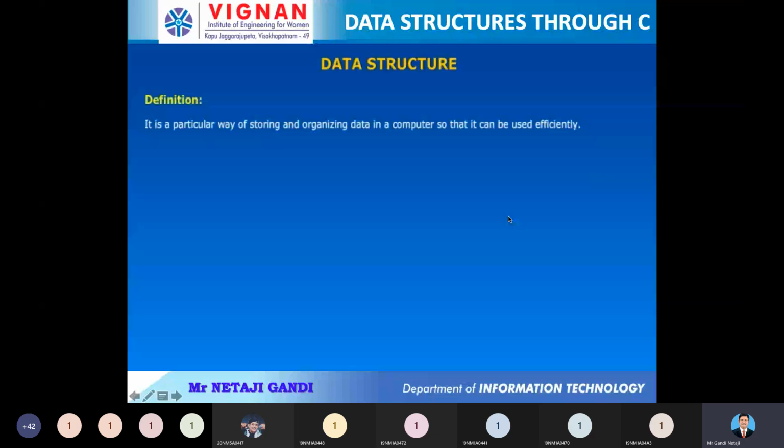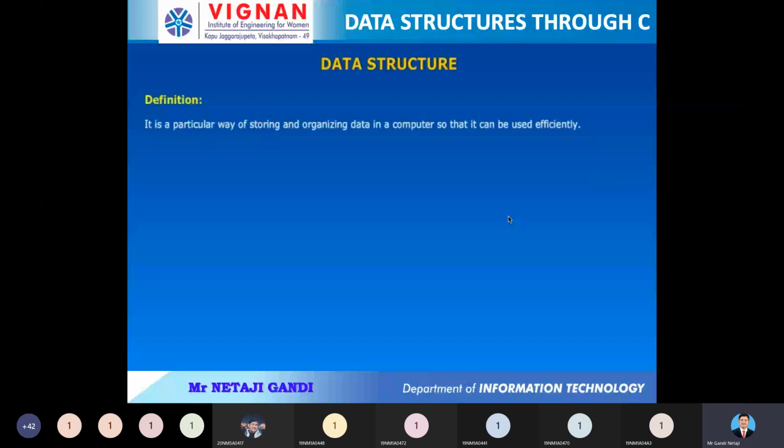Now coming to the data structure definition. What is a data structure? What is data? Data is nothing but a collection of different information. The data is arranged, that is, organizing the data into a particular order, that is called a data structure. Organizing your data in your computer, in order or not in order, in a perfect order, that is called data structures.